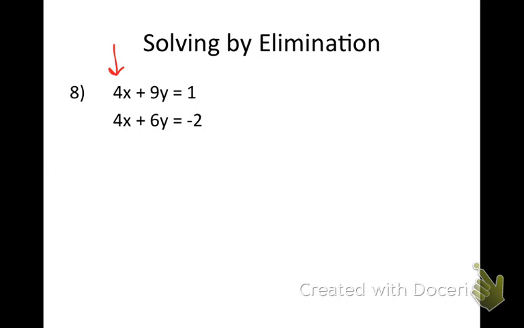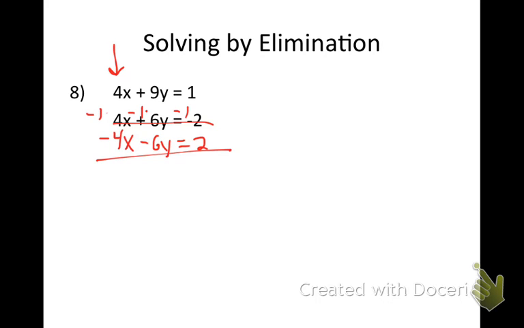I'd multiply the bottom one. Why? Because there's already a negative, so I can make things positive. I don't know, it just makes things easier. So I'm going to multiply everything here by a negative 1. Doing so gives me now negative 4x minus 6y equals a positive 2.